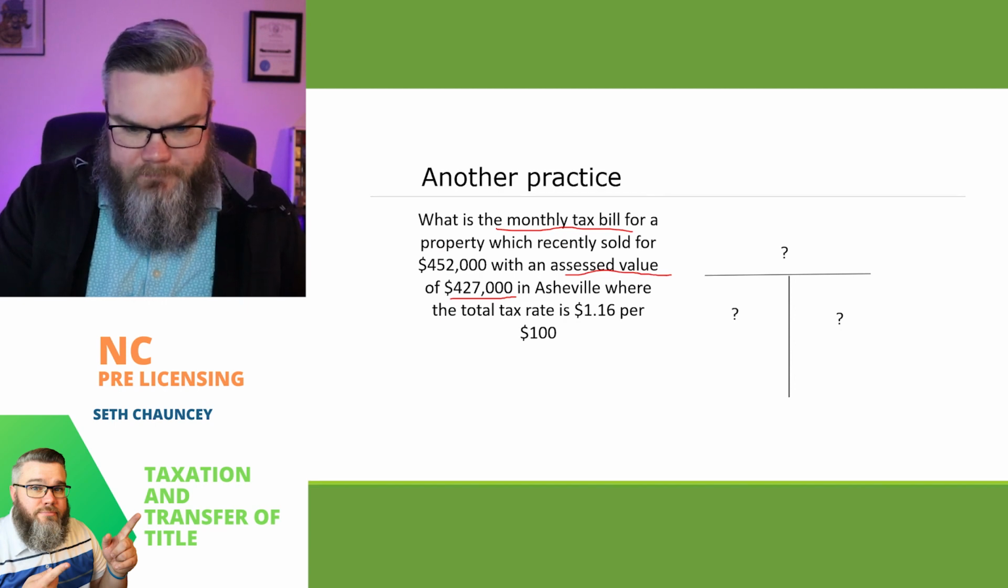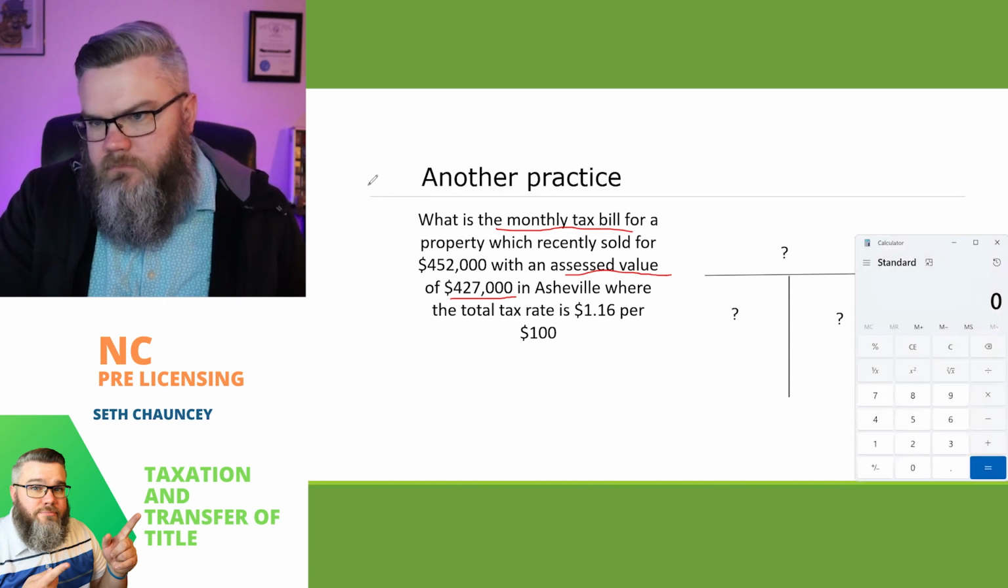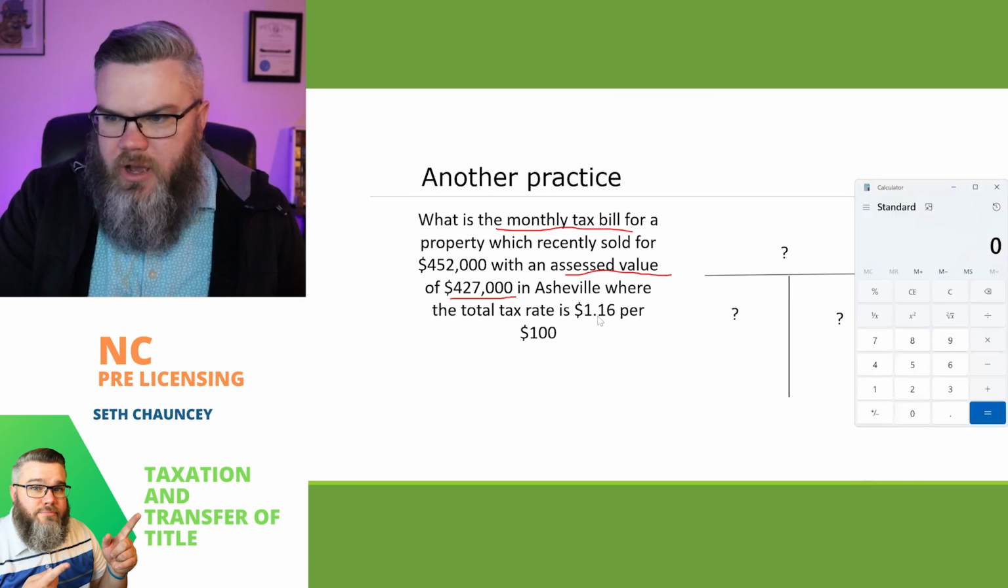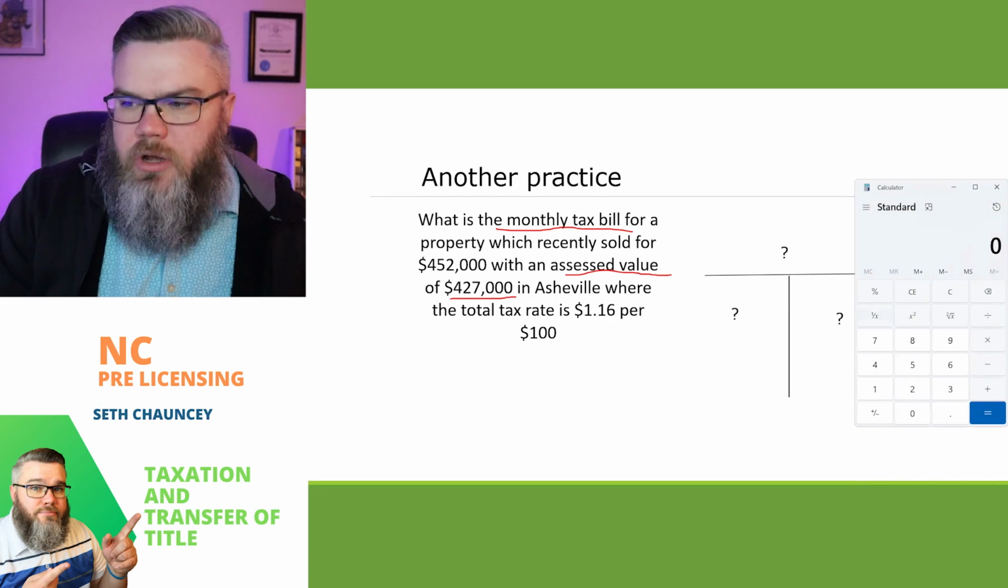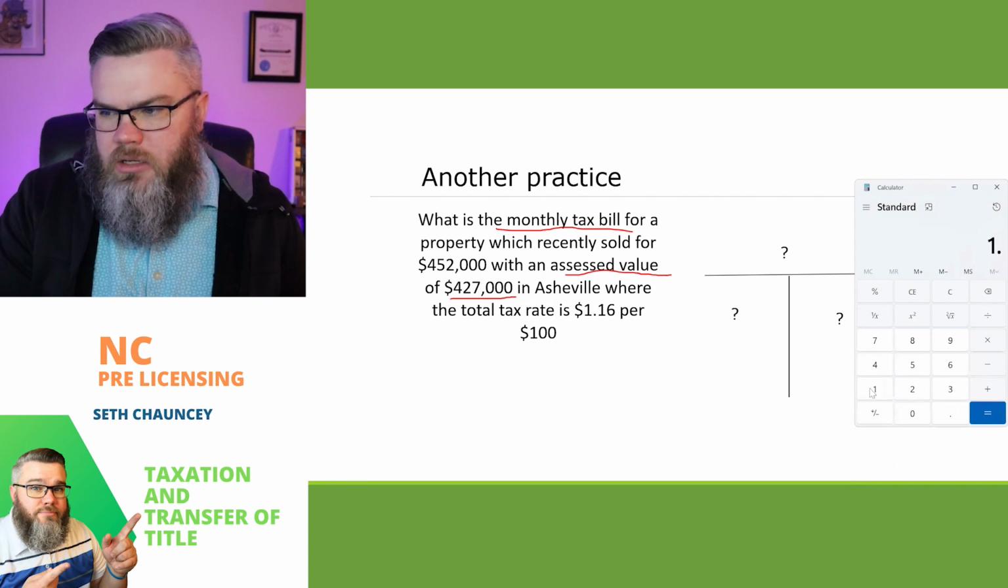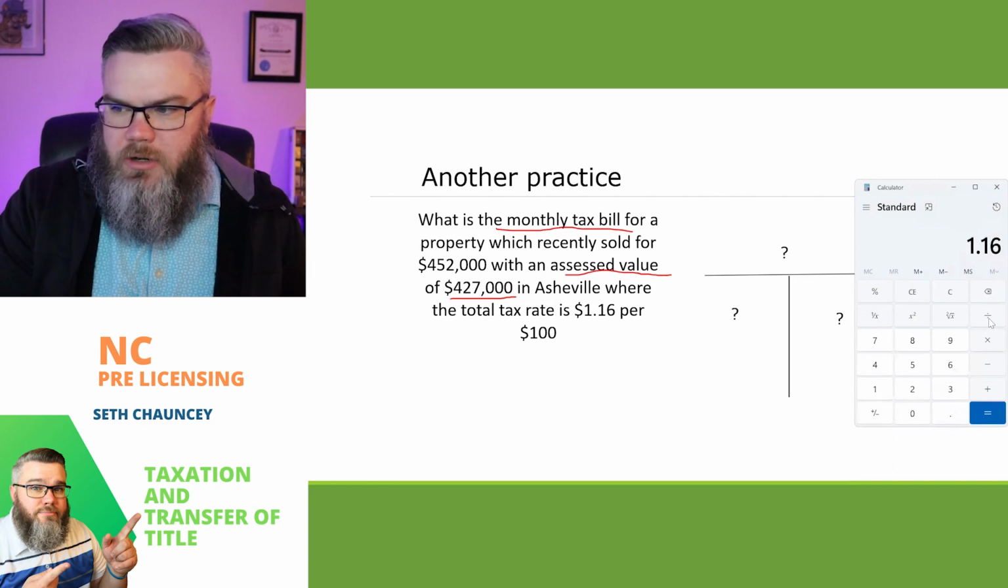So let's work it out. You've got your assessed value. You've got your one rate. We didn't try to screw with you there. So it is $1.16 per 100. As I said, a couple different ways you can do it, but I'm going to take the $1.16, which is a per 100 rate. I'm going to divide by 100 to convert it to a per dollar rate.